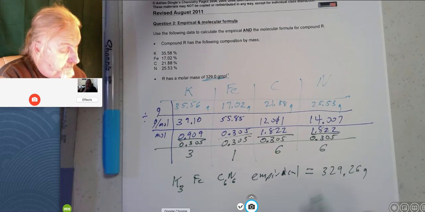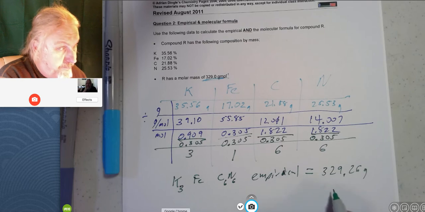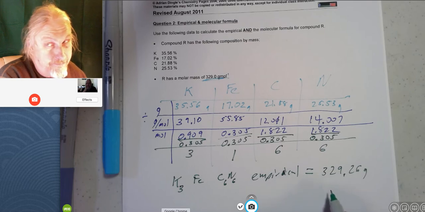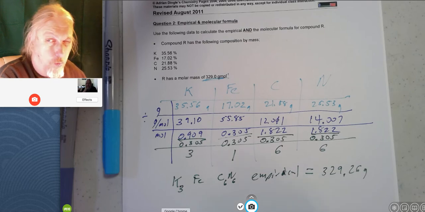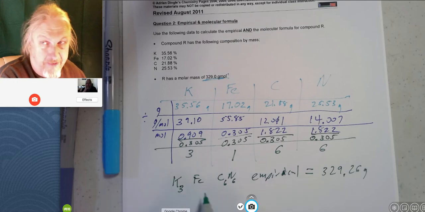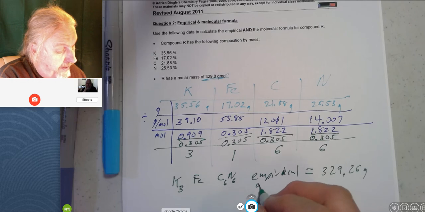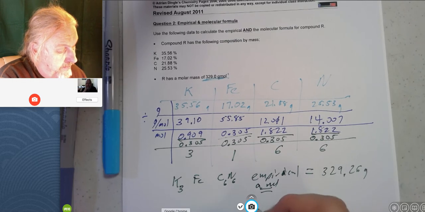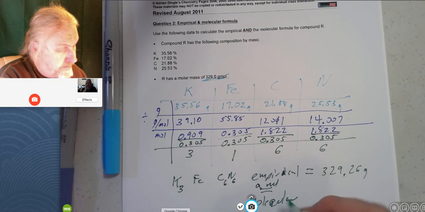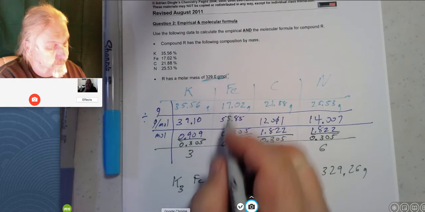So if I divide 329 by 329, I get a factor of 1. If I multiply everything by 1, it stays the same. So this is the empirical formula and the molecular formula. So that problem is, can we say, solved?